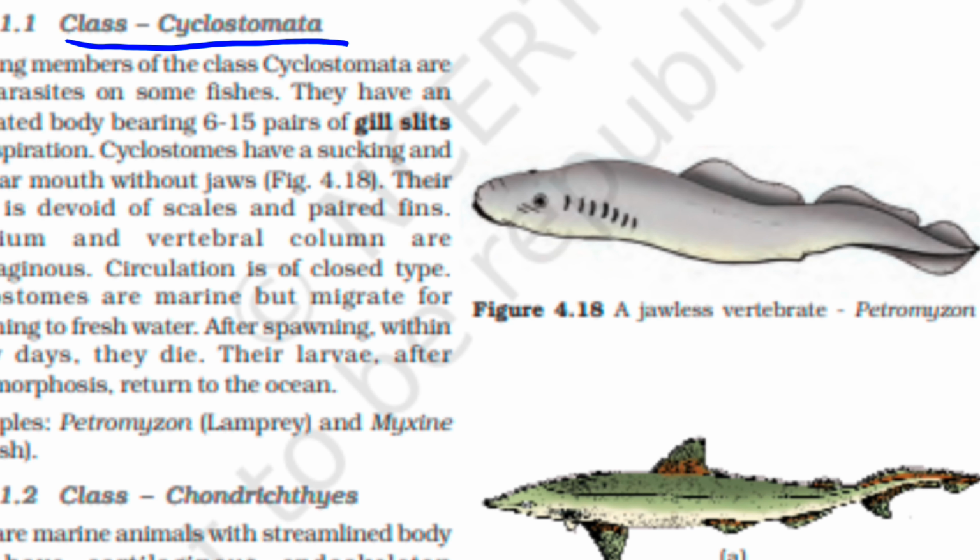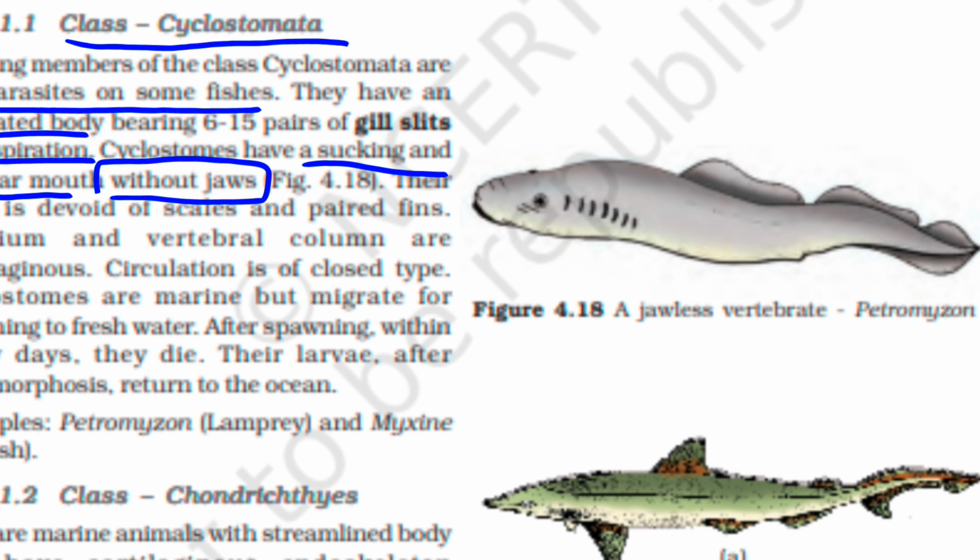So class Cyclostomata: all living members of class Cyclostomata are ectoparasites. Remember the difference between ecto and endo. Ecto means the parasites which are outside the host body, and endoparasites means the parasites which live inside the host body. They have an elongated body bearing 6 to 15 pairs of gill slits, a sucking and circular mouth without jaw. Body is devoid of scales and paired fins. Cranium and vertebral column are cartilaginous.